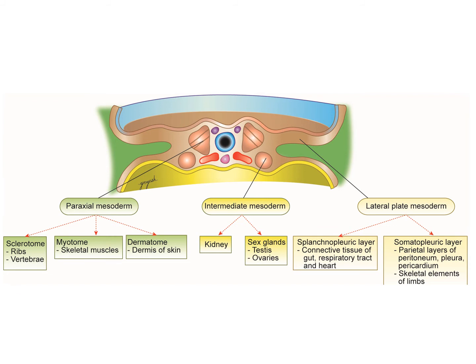To summarize, the intraembryonic mesoderm is subdivided into three parts from medial to lateral. These are paraxial mesoderm, intermediate mesoderm and lateral plate mesoderm. Paraxial mesoderm forms somites which further divide into sclerotome, which gives rise to the ribs and vertebra, myotome which forms the skeletal muscles, and dermatome which forms the dermis of skin. Intermediate mesoderm forms the urogenital structures. Lateral plate mesoderm is split by the intraembryonic coelom into somatopleuric and splanchnopleuric layers. The coelom gives rise to the body cavities, whereas the layers form the smooth muscle and connective tissue component.